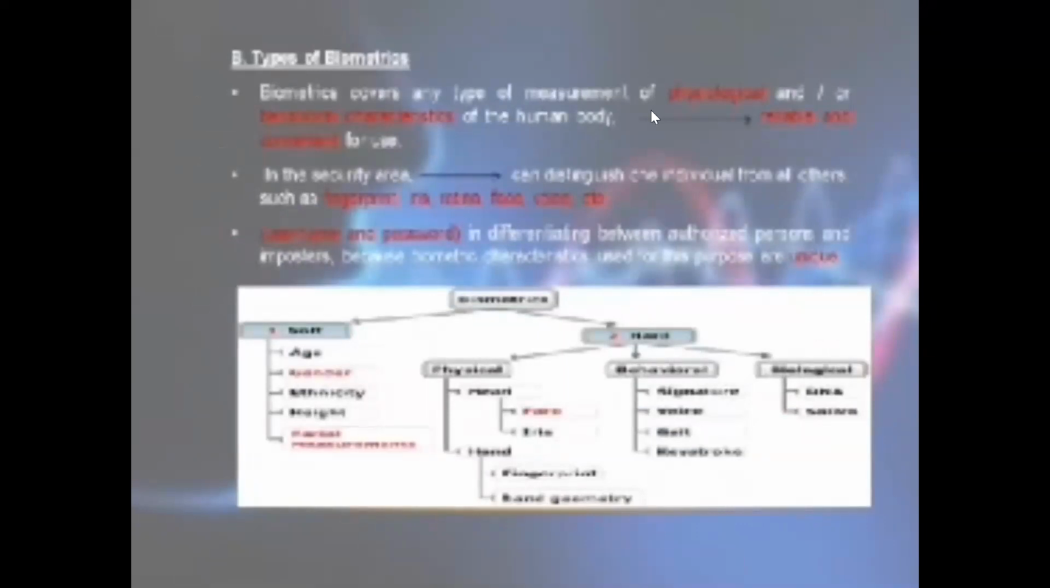B. Types of biometrics. Biometrics covers any type of measurement of physiological and or behavioral characteristics of the human body. It is usually associated with the recognition of people, as it is reliable and convenient to use. In the security area, the most important types of biometrics are those that can distinguish one individual from all others, such as fingerprint, iris, retina, face, voice, etc. It is inherent that biometrics are more reliable and more competent than techniques that use a knowledge base.